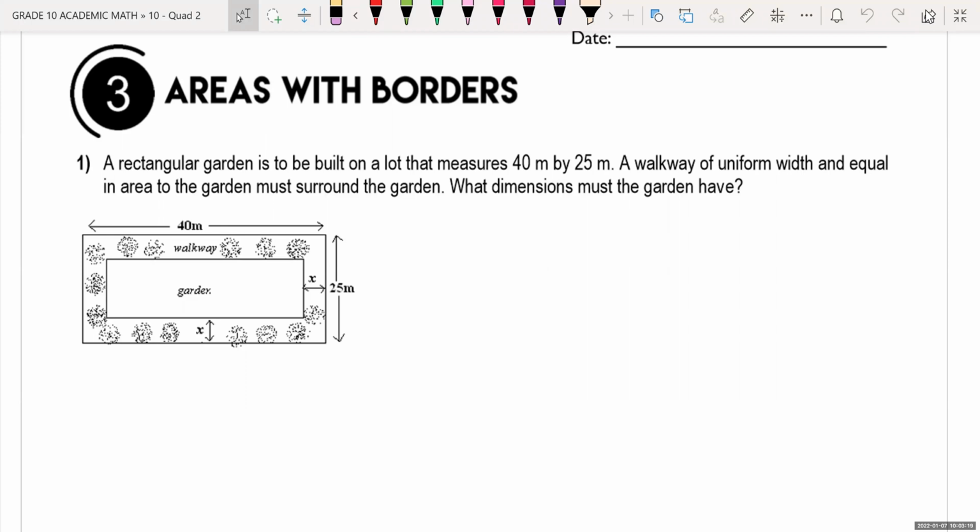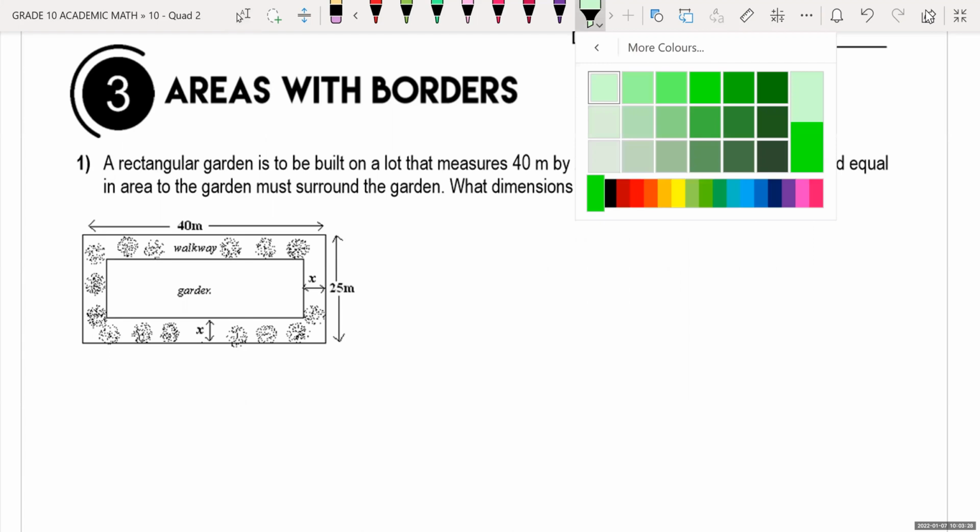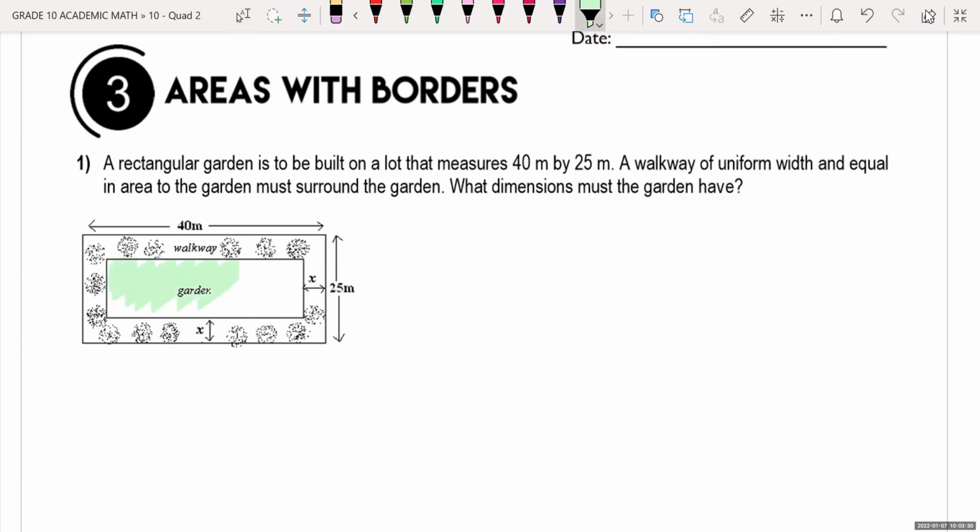A rectangular garden is to be built on a lot that measures 40 meters by 25 meters. So where exactly is this garden? This garden is right over here. Around that garden, which is going to be built on the lot that's 40 meters by 25 meters, you're also going to be building a walkway. A walkway is just like, think of it as a pedestrian's path or something. And it's going to be uniform width, which means it's going to have the exact same width on every single side. Okay, so it's going to be the same distance from the garden to the end of the lot.